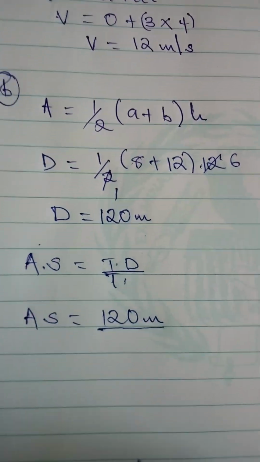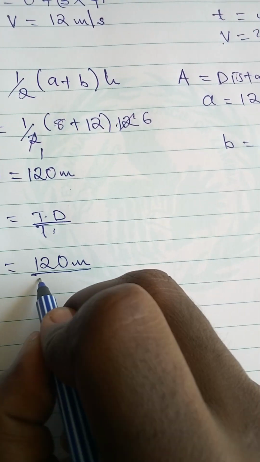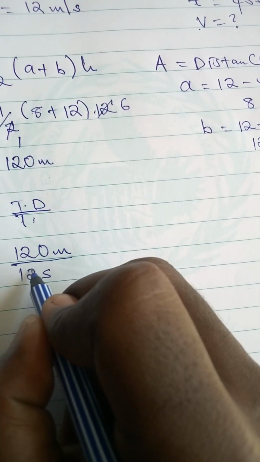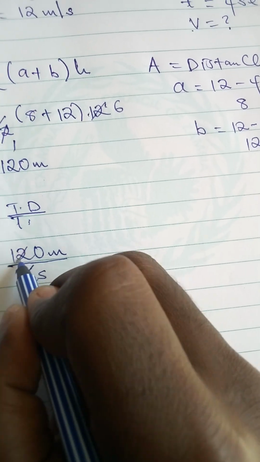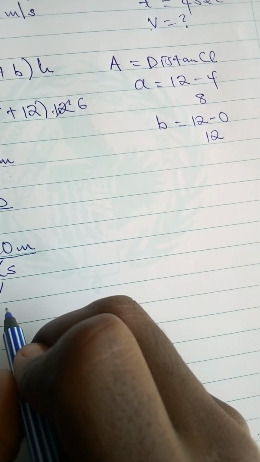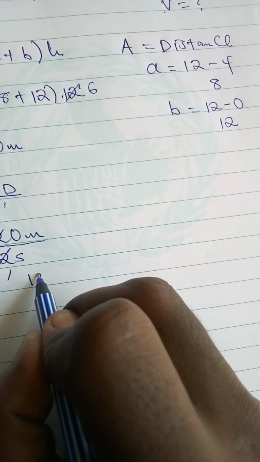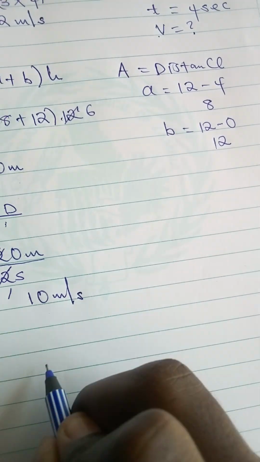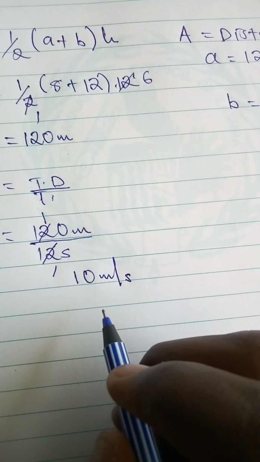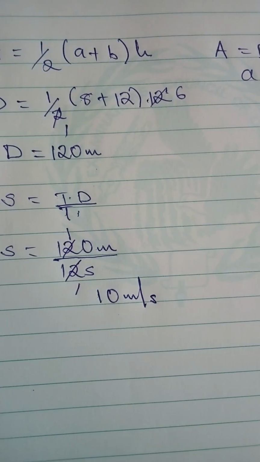So we're going to replace there 12 seconds. So 12 into 12, 1. 12 there, 1. So the average velocity is 10 meters per second. So that is your final answer.